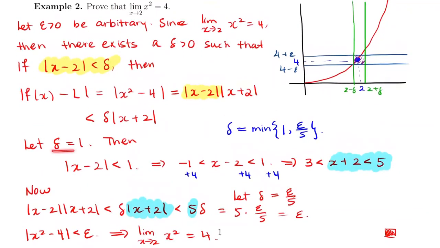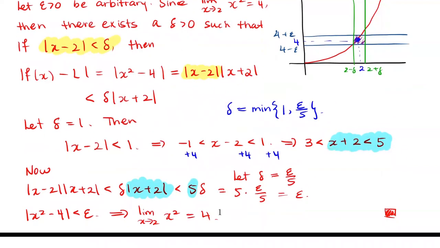We could choose a delta that is equal to 1. We could also choose a delta that is equal to epsilon over 5. So this is why we would have this as our delta here. We could choose any one of these, and as a result, it would always give us less than epsilon. So the first step, we choose 1 to get the upper bound of 5 for x plus 2. And then we use the epsilon over 5 to get the epsilon at the end.